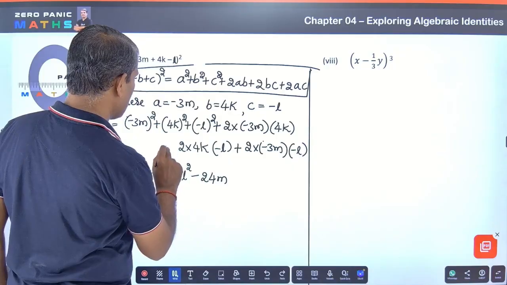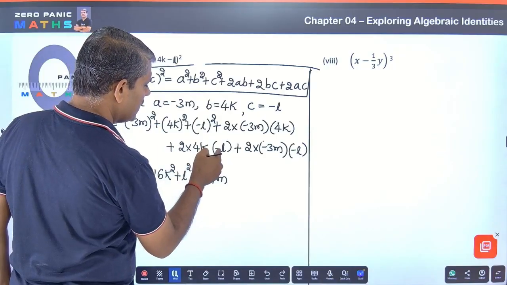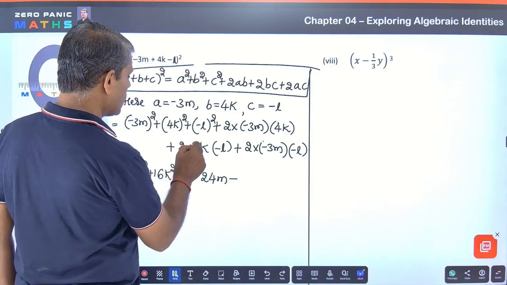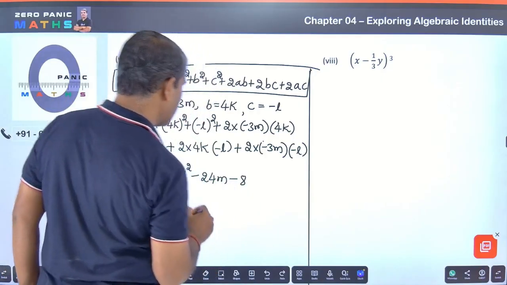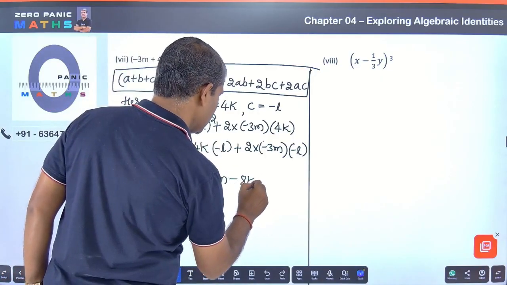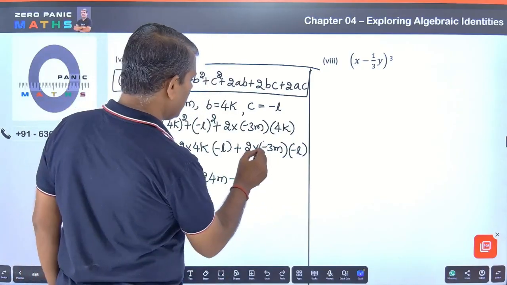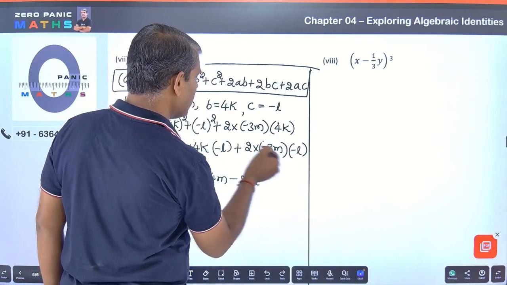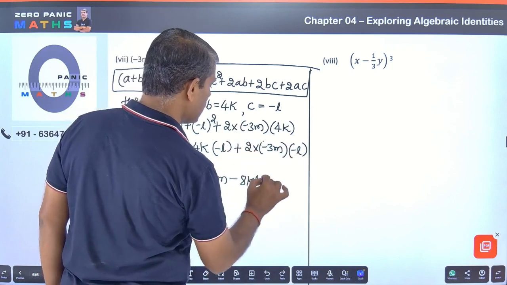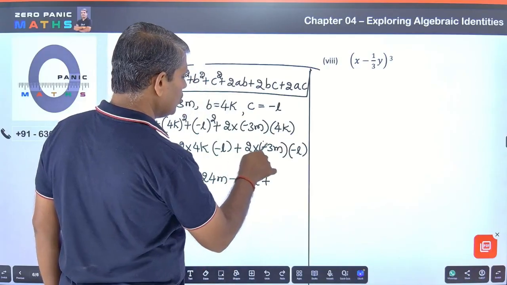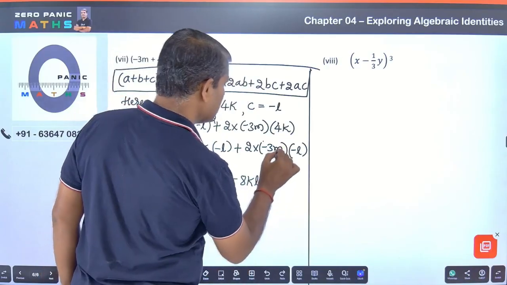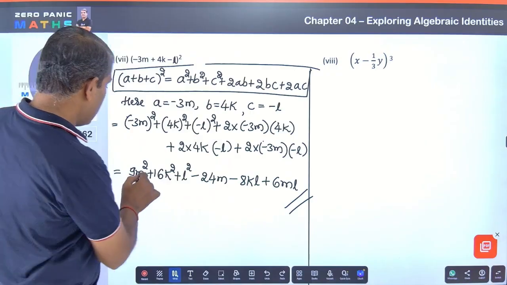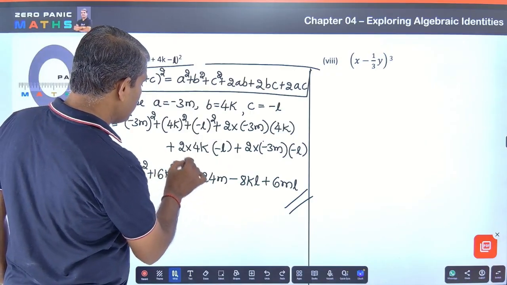Again, same thing here also. It is plus and there is one minus with L, that makes the whole term as minus. 2 4s are 8, K and L, it is 8 KL. And finally there is a plus here, but there is one minus, another minus. Minus into minus keeps the whole term as plus only. Let me write that. Plus 2 3s are 6, and then m and L, 6 ml, that is with plus. It is 9m square, 16k square, plus L square.